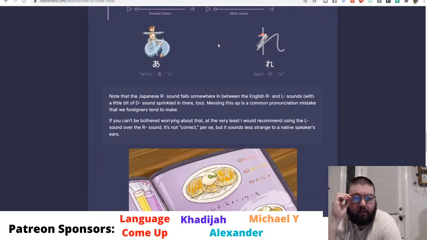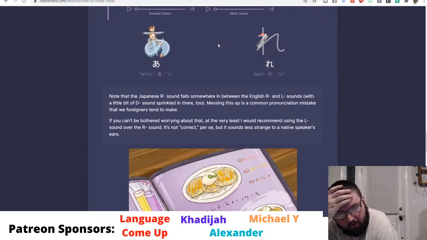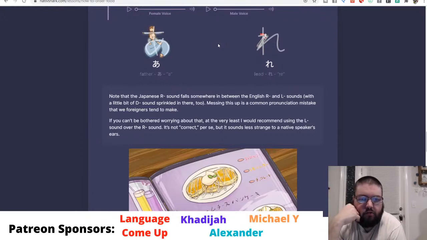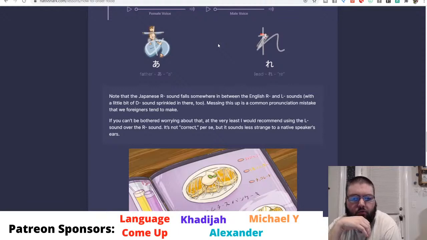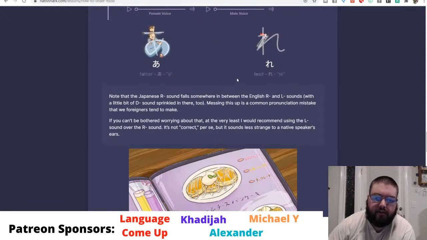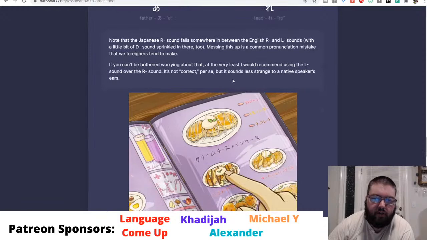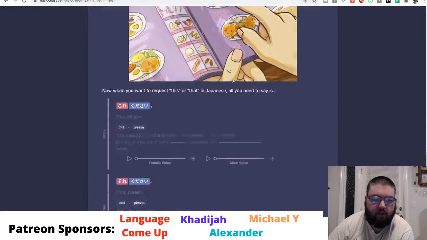And note that the Japanese R sound falls somewhere between the English R and L sounds, with a little bit of a D sound sprinkled in there too. Messing this up is a common pronunciation mistake that we foreigners tend to make. If you can't be bothered worrying about that, at the very least I would recommend using the L sound over the R sound. It's not correct per se, but it sounds less strange to a native speaker's ears.